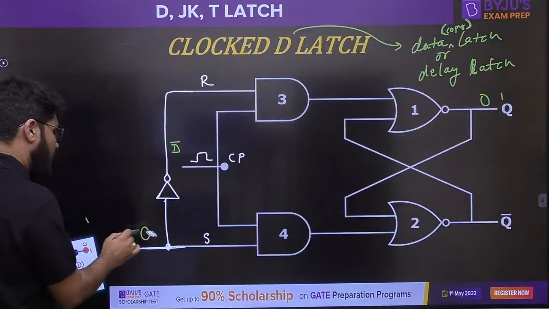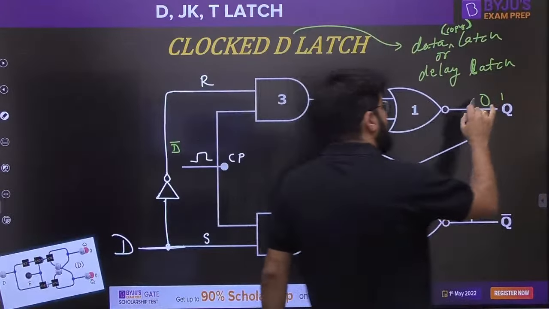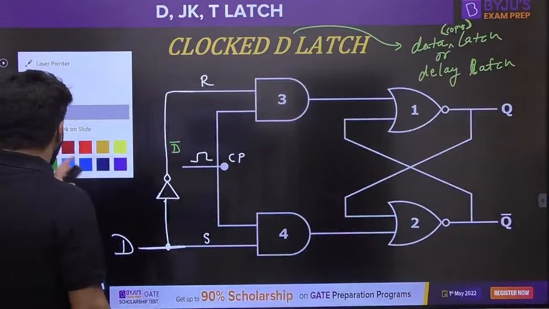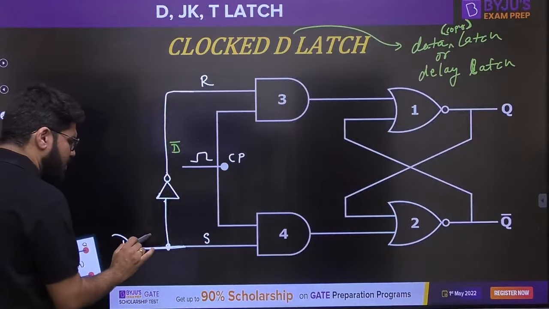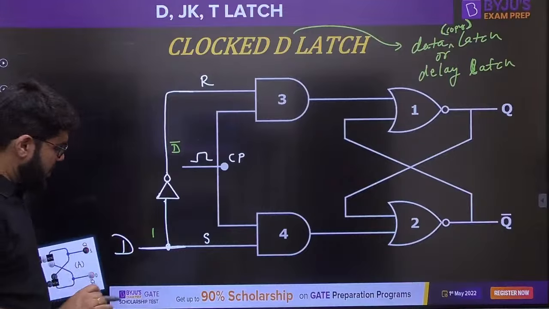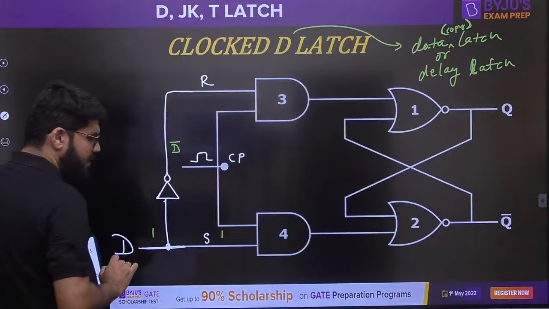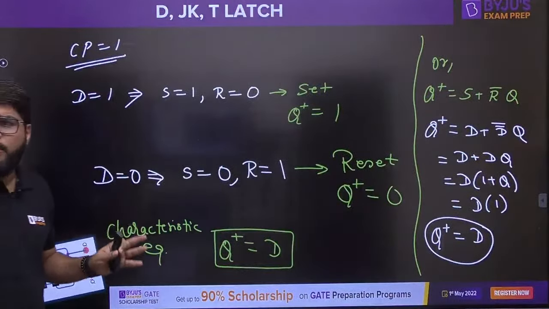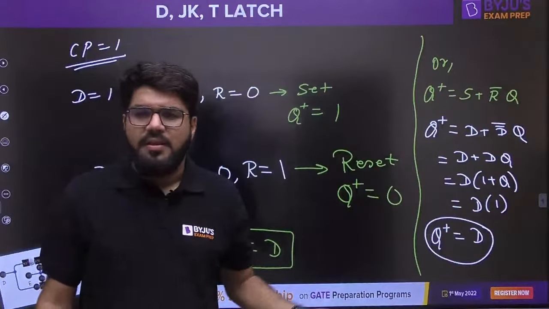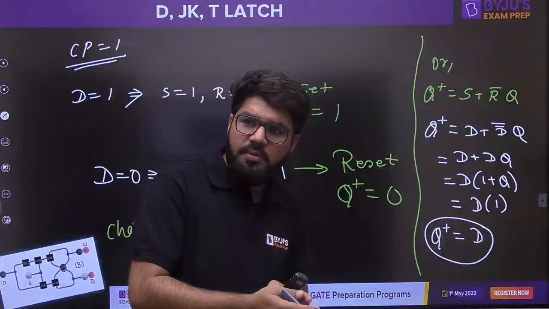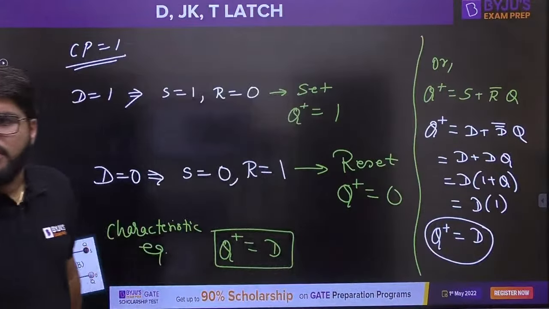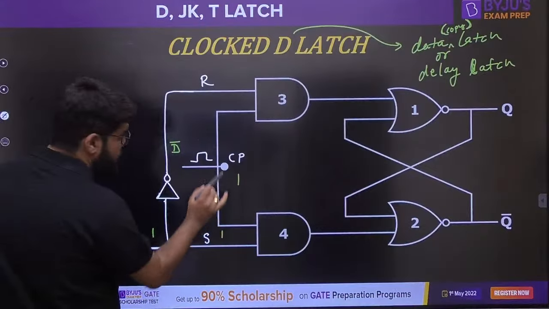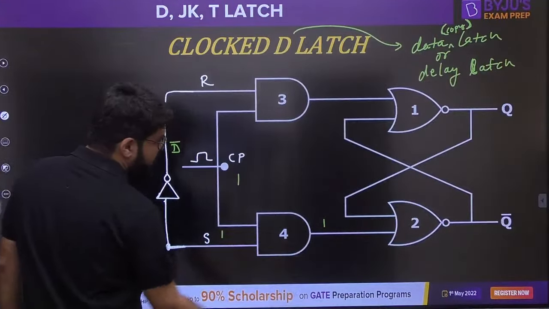But let us see one more logic here. Suppose you apply D equal to 1. So this also becomes 1. All the analysis is by assuming clock equal to 1, because if the clock is 0, then the circuit is not transparent to the input. The door will be closed for the input. So this becomes 1, the clock pulse is 1, and 1 into 1 gives 1 here.